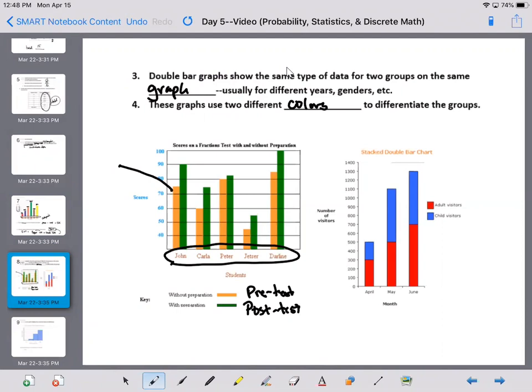It's a wonderful way to show your data. And then you've got your stacked double bar chart. So just different ways to visualize and represent data, and a good way to do this in your own classroom.